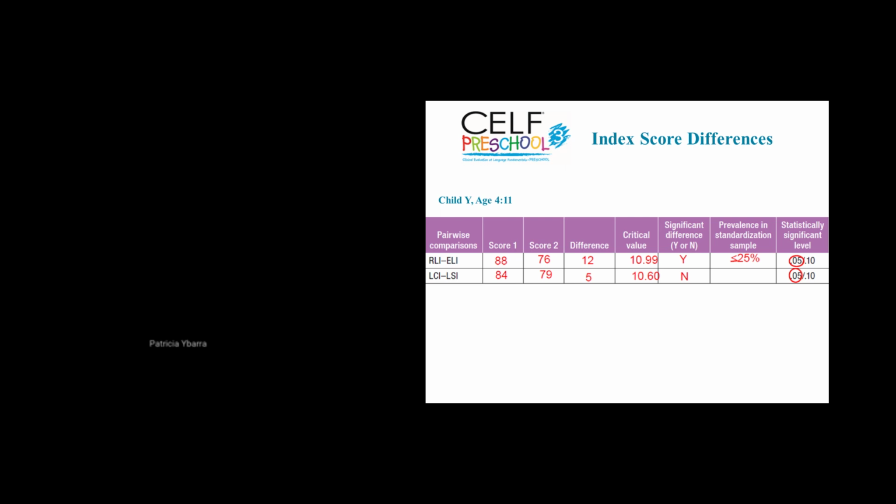And I know there was a question about how do I find the critical value? Where do I find the critical value when determining the clinical significance between RLI and ELI? Okay. So the critical value in the table is listed as the significant difference. It depends on whether you're using a 0.05 or a 0.10 significance level, but that critical value is found under the significance level. I hope that answers that question.